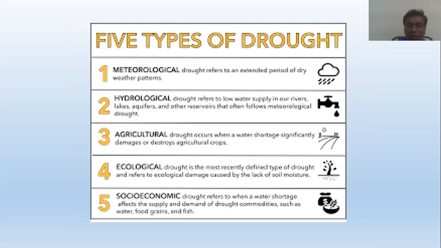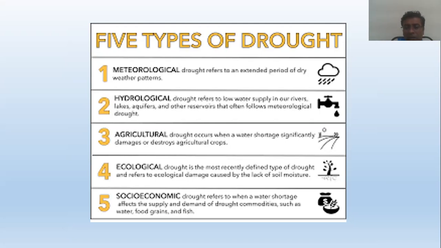The next one is hydrological drought. In meteorological drought, the total rainfall is less than 75% of the annual rainfall. If it is less than the average rainfall, then that is hydrological drought. Agricultural drought is mainly monsoon oriented. Agricultural crop production requires a lot of water, so if the monsoon is a little bit delayed, then agricultural drought is created.